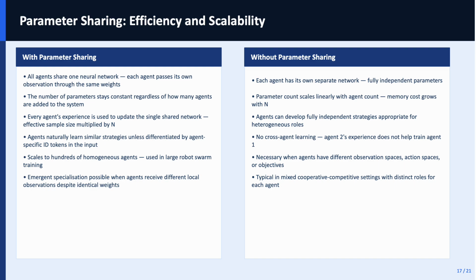Parameter sharing means that all agents in a system use the same neural network weights rather than each maintaining a separate, independently trained network. When an agent takes an action and receives a reward, the resulting gradient update is applied to the one shared network, which every agent then reads from.